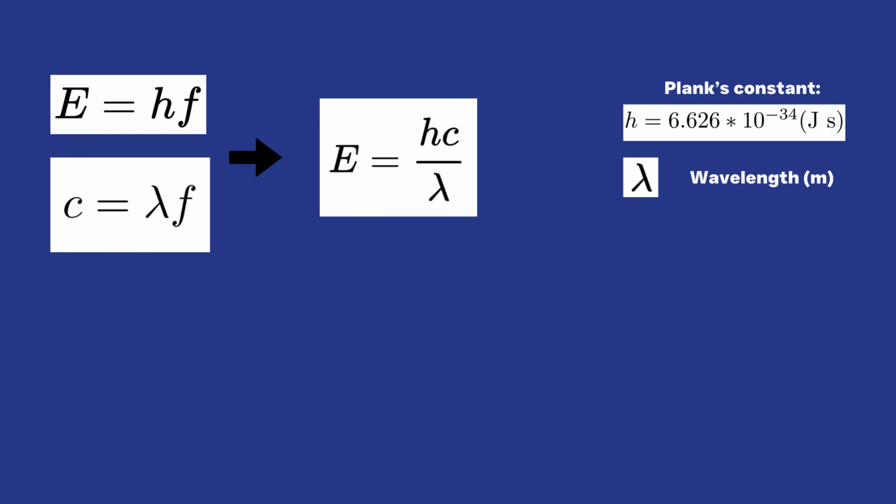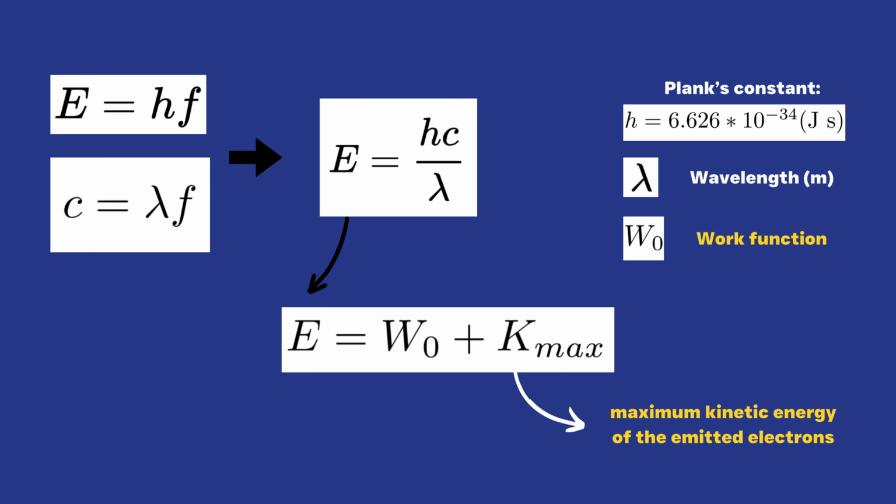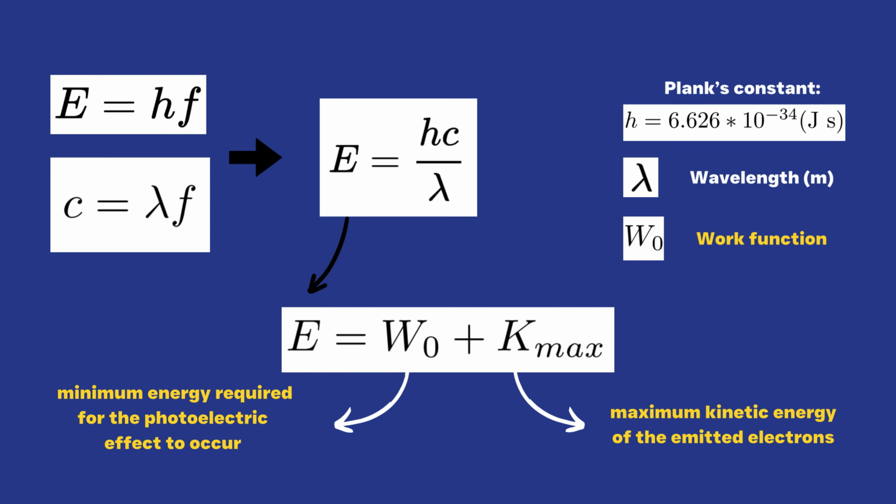Einstein discovered that when light is focused on a metallic atom, the energy of the absorbed photon equals the work function plus the maximum kinetic energy of the emitted electrons. The work function is the minimum energy required for the photoelectric effect to occur. This means that if the light isn't energetic enough, no electrons will be emitted. When the photon's energy exceeds the work function, the excess energy is transferred to the electrons as kinetic energy.